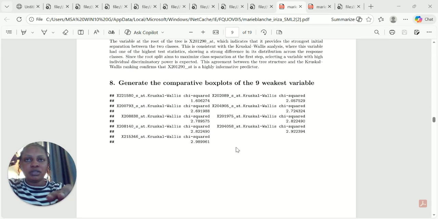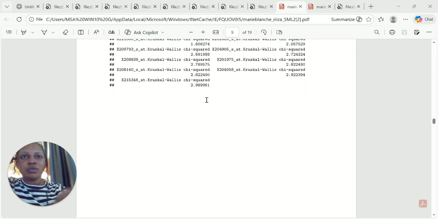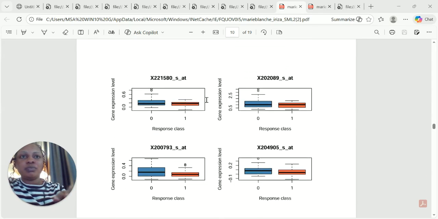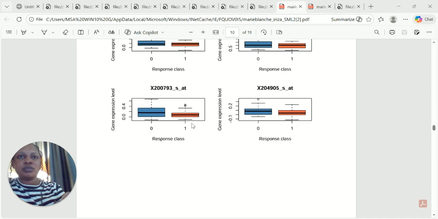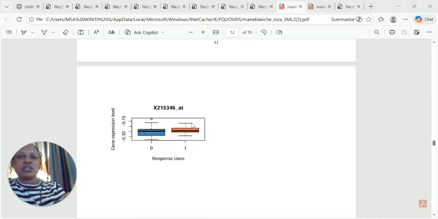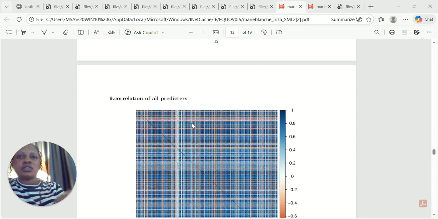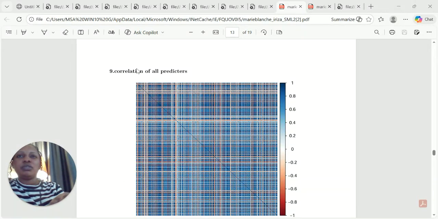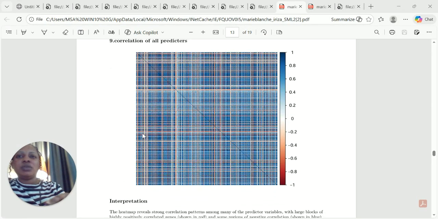I also repeated this for the comparative box plot for the 9 weakest variables, and I observed that the box plots almost lie on top of each other, and they carry little predictive information, as you can see.